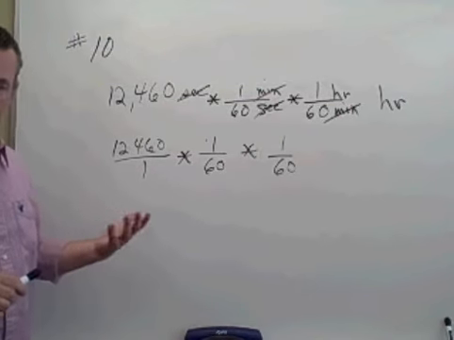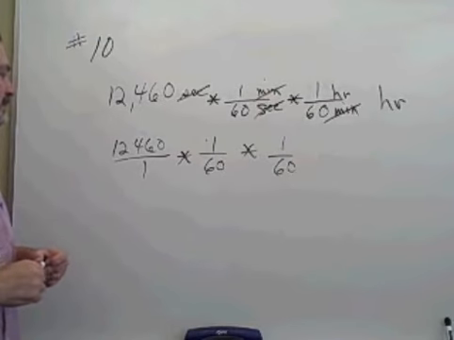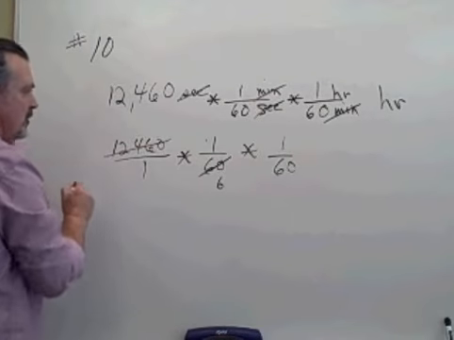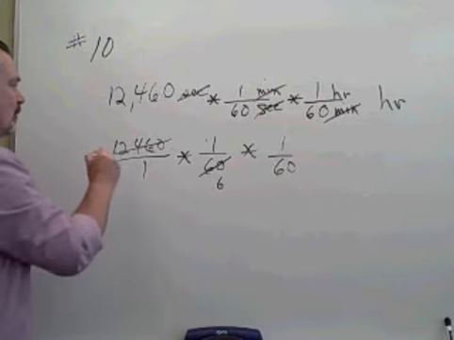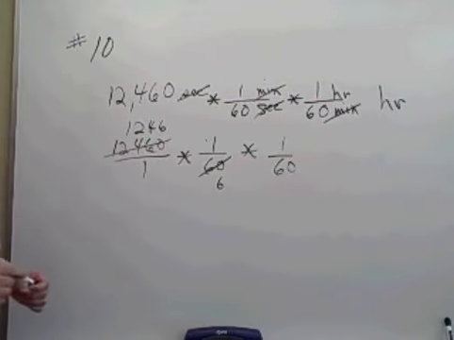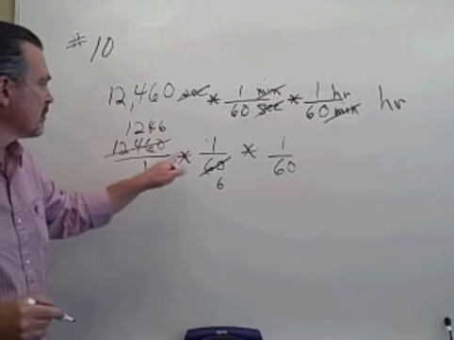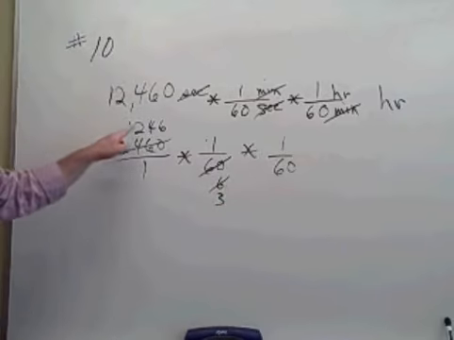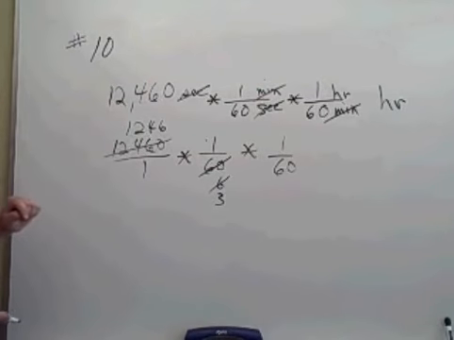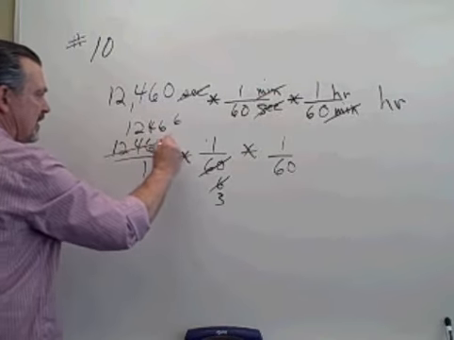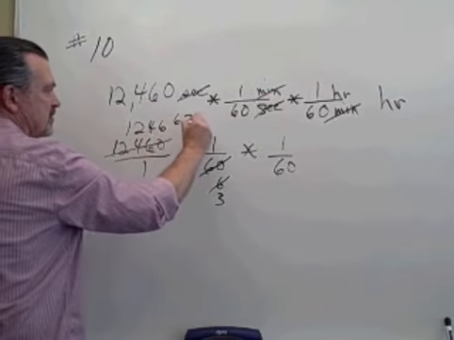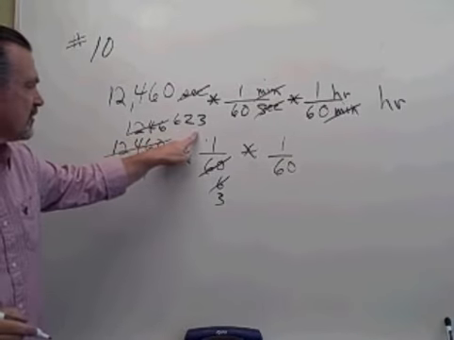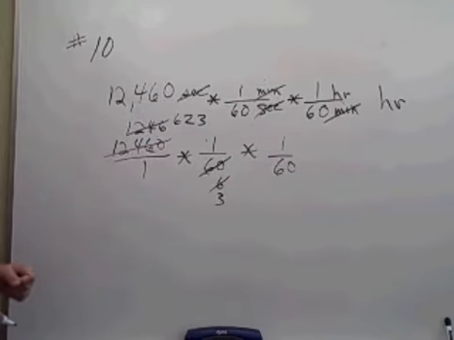Let's see what we can do as far as reducing before we multiply what's left. 10 will go into 60 6 times. 10 will go into 12,460 1,246 times. Both of these numbers would be divisible by 2. 2 goes into 6 3 times. 2 would go into 1,246. Well, 2 goes into 12 6 times. 2 goes into 4 2 times. 2 goes into 6 3 times. So I have 623 over 180.